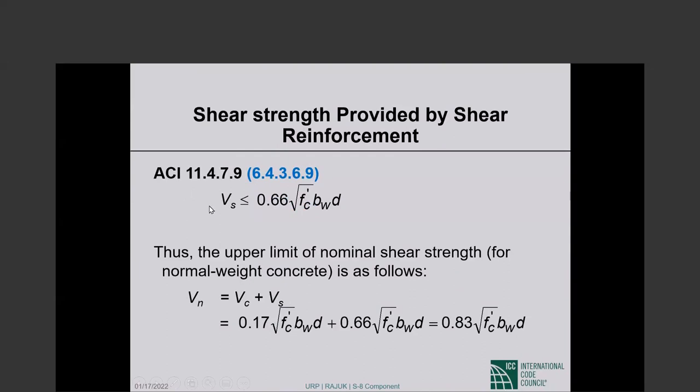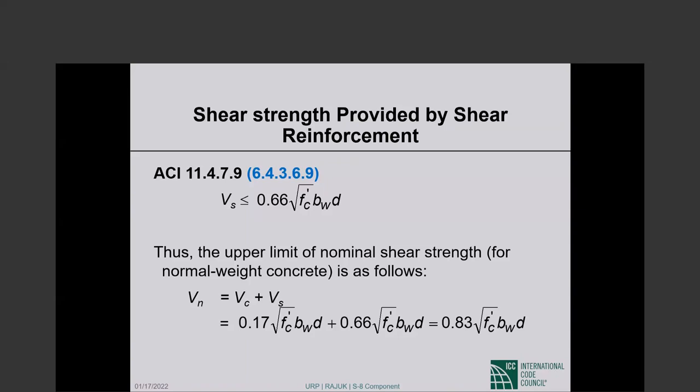V sub S, the contribution of the reinforcement, shall not exceed 8 square root of f sub c prime, 0.66 square root of f sub c prime in our units. That means the sum of the concrete contribution and the steel contribution shall not exceed 10 square root of f sub c prime. Concrete is good for 2 square root of f sub c prime. Steel cannot exceed 8 square root of f sub c prime. So the total nominal strength of a section cannot exceed 10 square root of f sub c prime, 0.83 in your units.